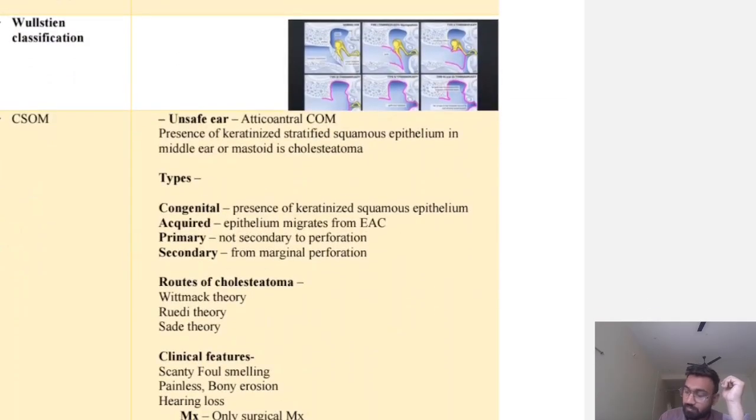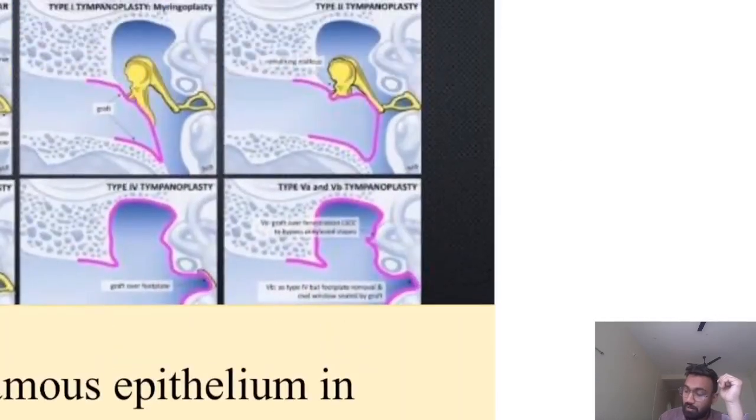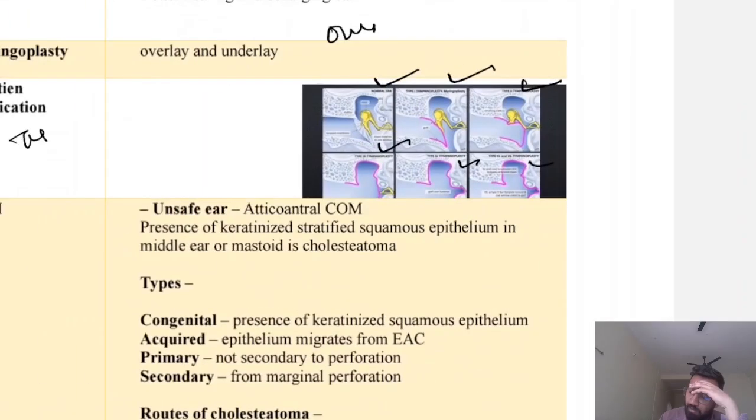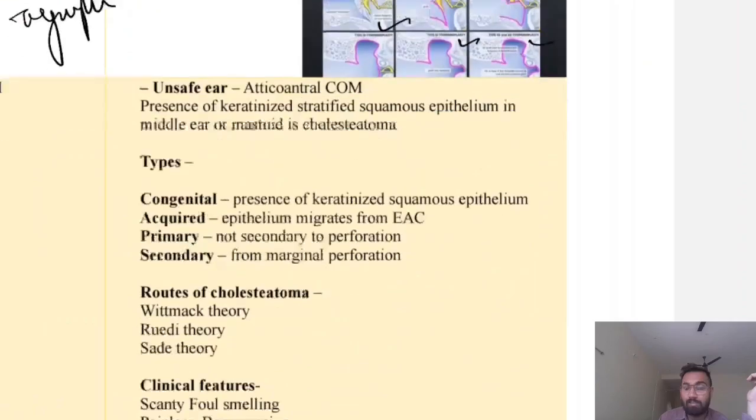Okay, various types of myringoplasty are there, overlay and underlay. So I am not going into detail of all these. These are the types of tympanoplasty: type 1, type 2, type 3 over the stapes, type 4 and type 5. Okay, so these are the various types of tympanoplasty, myringoplasty. Okay, that is Wullstein classification.